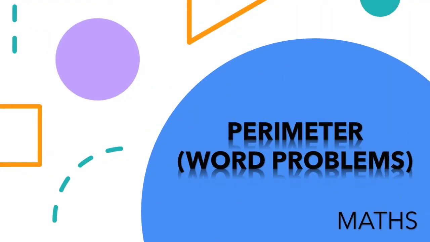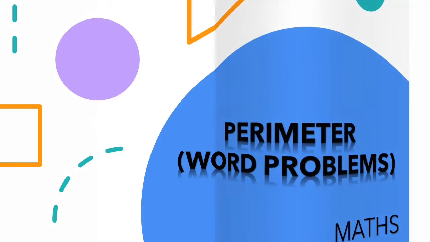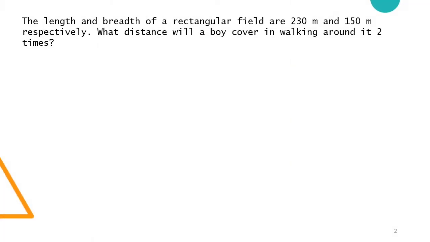Today we will do word problems based on perimeter. In the first question it is given that length and breadth of a rectangular field are 230 meter and 150 meter. What distance will a boy cover in walking around it 2 times?